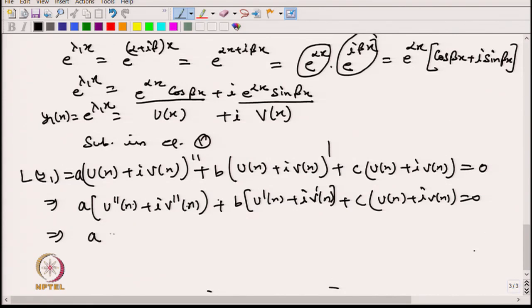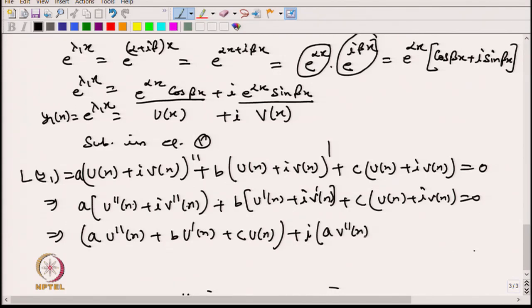So, from here I will get a u double dash x plus b u dash x plus c u x, this is the real part, plus iota times a v double dash x plus b v dash x plus c v x, equal to 0.